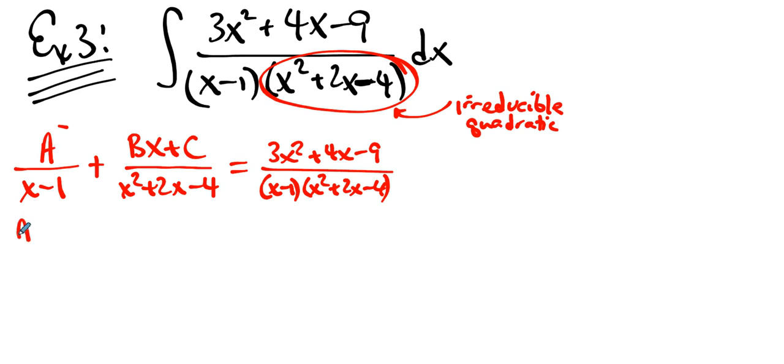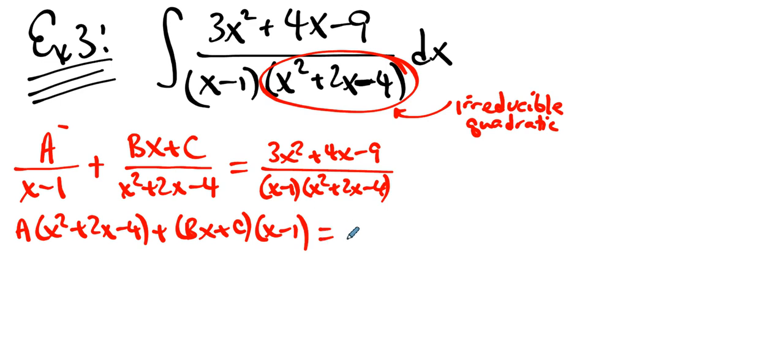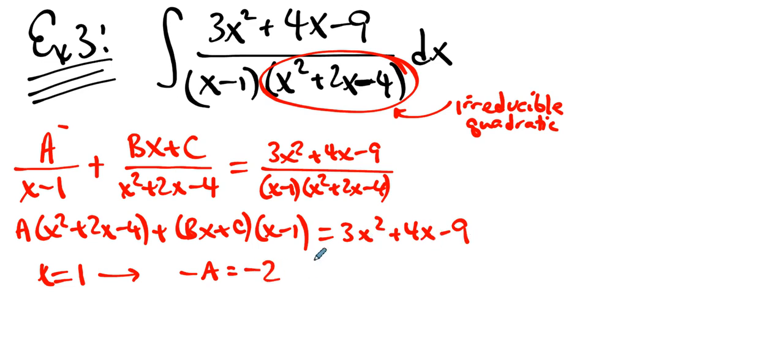Well, we multiply everybody by everybody else's denominator to figure out what the numerator is when we combine the fractions. And that numerator on the left is equal to the numerator on the right. So now, time for some strategic substitutions. One of the substitutions is obvious. If x is 1, then this whole factor drops out, and we get 1 plus 3 minus 4, that's negative a, that's 3, plus 4 minus 9 is negative 2, so a is 2.